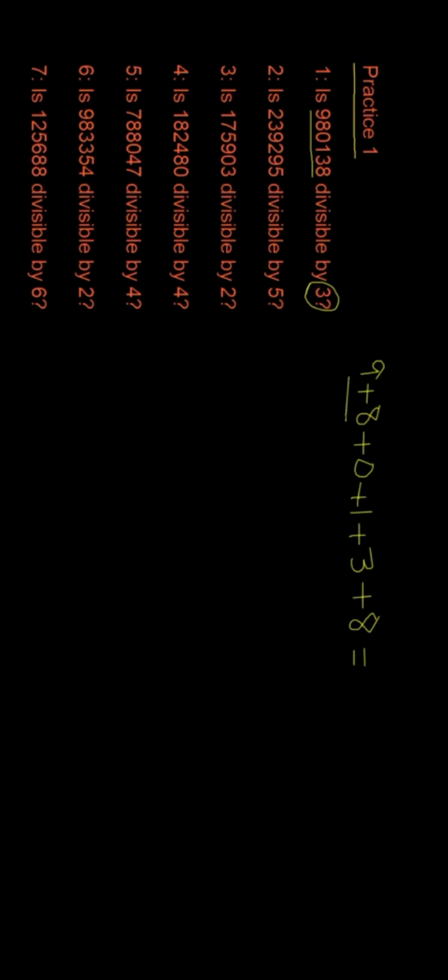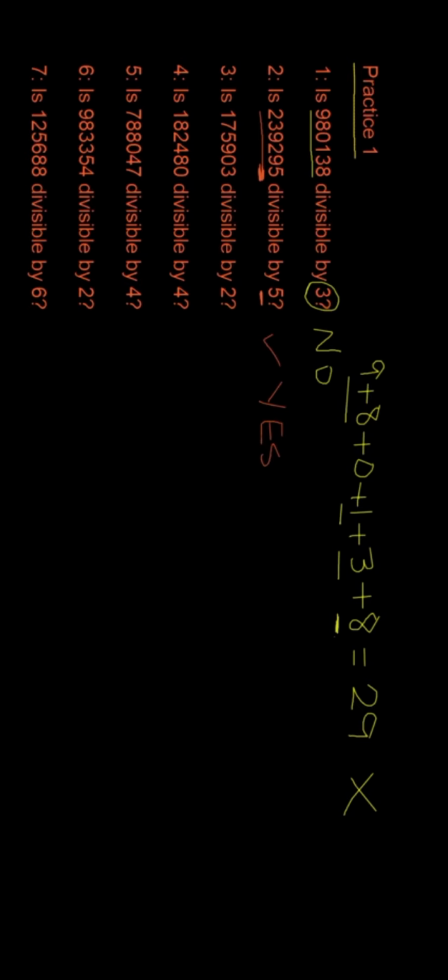How much is that? 17, 18, 19, 20, 21, and 8 more, that's 29. Is 29 divisible by 3? Nope, it isn't, so no. This is not divisible by 3. Next question. Is 23925 divisible by 5? Very easy, straightforward answer. I don't have to work it out at all. Is it? Yes, it is, because it's ending up in a 5. So anything that ends up in a 5 or 0 is divisible by 5.